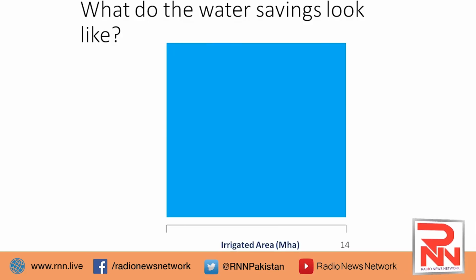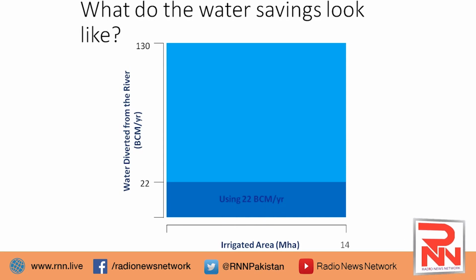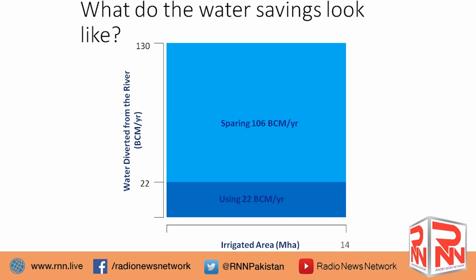Today we are using this much water on 14 million hectares of land. Our total area of irrigation system that I was showing in the previous slides, that is 14 million hectares. And 130 billion cubic meters of water is actually dumped onto that area. Whereas using this system, we can use only 22 billion cubic meters of water and save about 106 billion cubic meters of water.